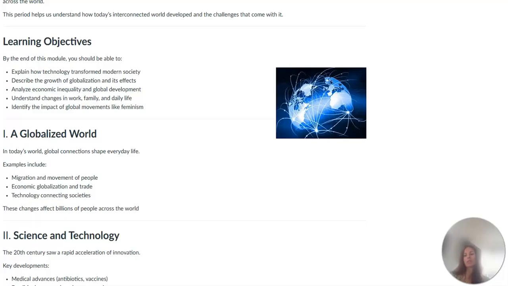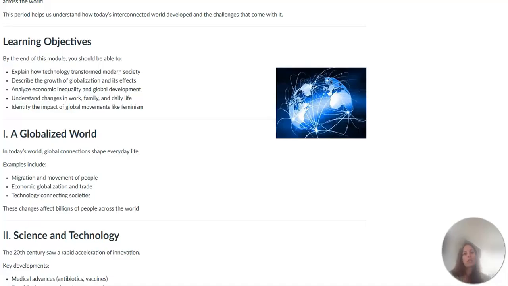But let's start with globalization. In the modern era, the world became more connected than ever before. People, goods, and now ideas move across borders very quickly. For example, people migrate for work or opportunity. I migrated from Texas to Arizona because it was a better job offer. People are migrating from European countries into the US, Canada, or even Mexico. So we're moving all over the world.